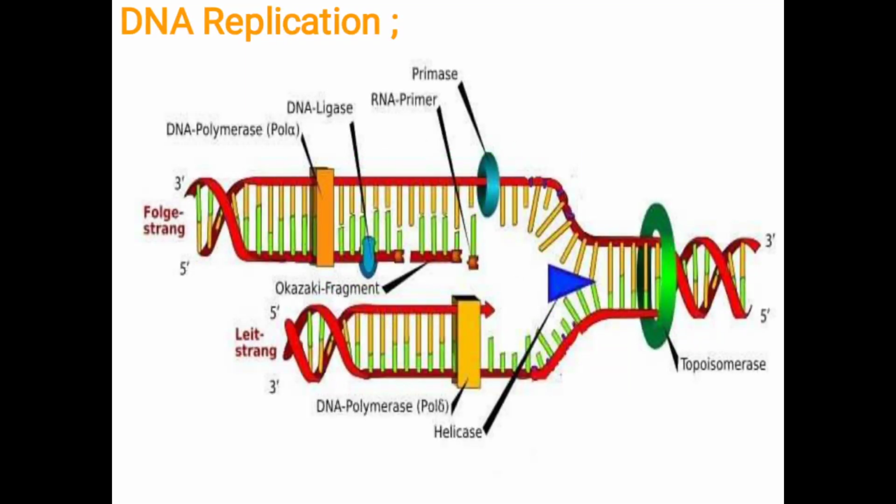DNA replication. As you can see, it is the process by which a double-stranded DNA molecule is copied to produce two identical DNA molecules. It is an essential process because whenever a cell divides, the two new daughter cells must contain the same genetic information or DNA as the parent cell.